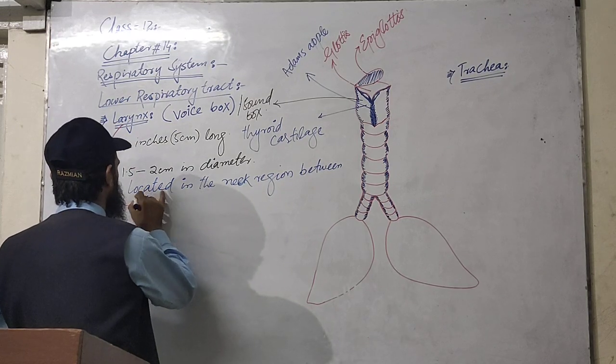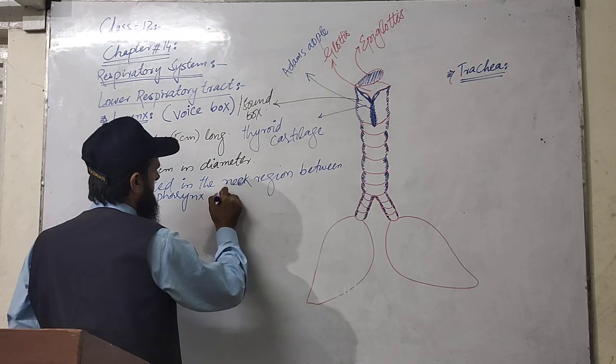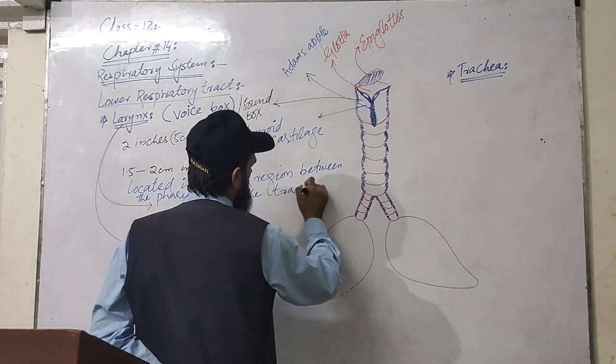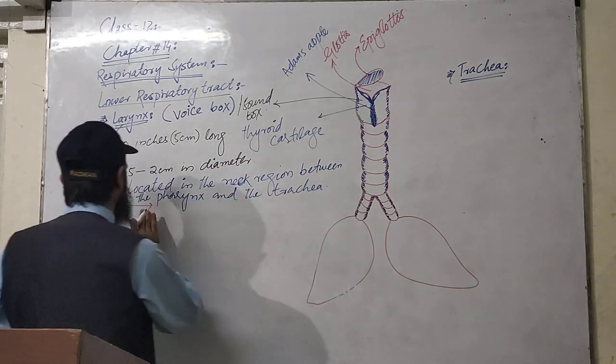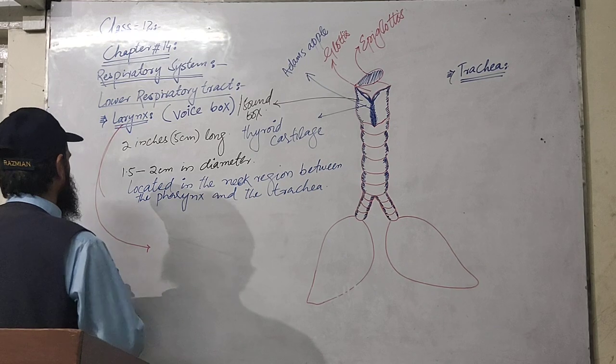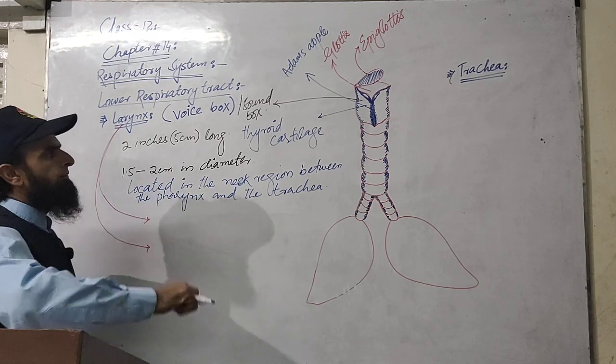Between the pharynx and the trachea, which is also called the windpipe. That will be discussed later in the topic of the trachea. So this is about the location of the larynx.